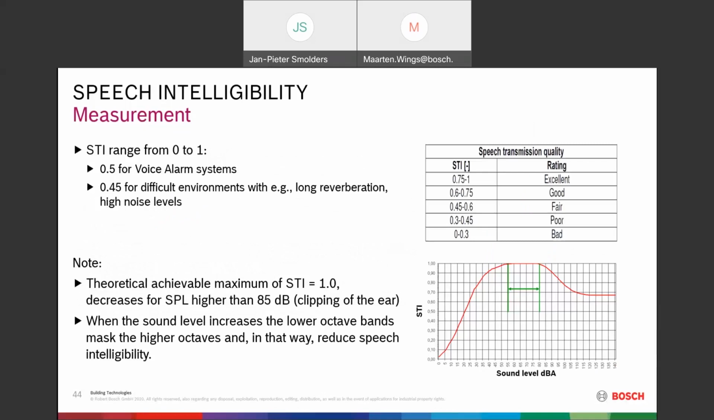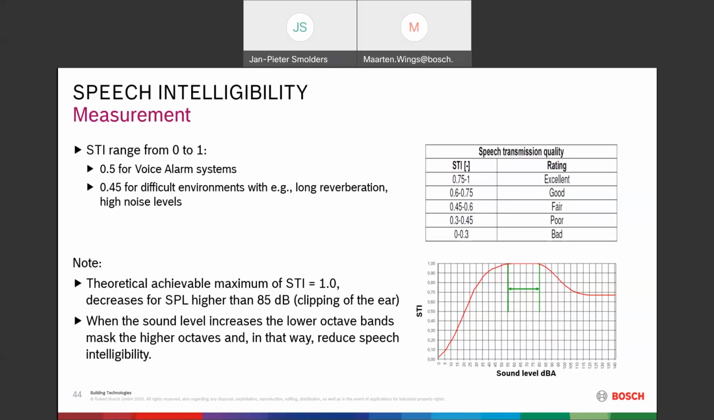The range of STI goes from 0 to 1. Zero is very poor and 1 is excellent, the best you can get. In general, an STI value of 0.5 is fair. It's good enough for voice alarm systems, and 0.45 or 0.42 maybe for difficult environments with long reverberations and high noise levels, like in tunnels, for instance.